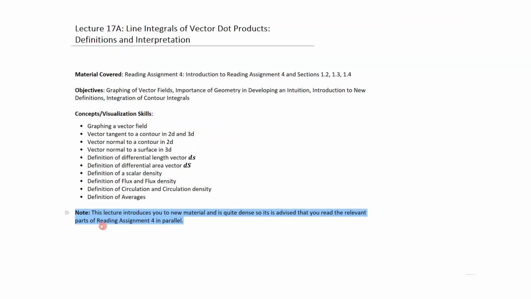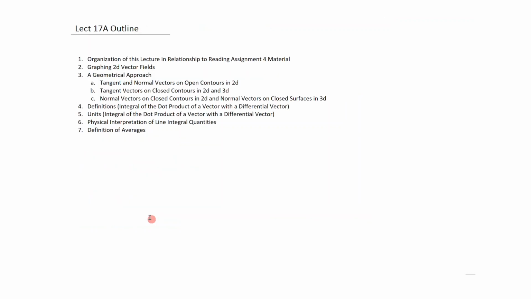So just as a comment here, this lecture introduces you to new material and is quite dense, so it's advised that you read the relevant parts of Reading Assignment 4 in parallel. Now again, the ones that you'll be responsible for are Reading Assignment 4, the shortened version, which means certain material will have been left out. All right, so here's just a brief outline of the contents to follow. We'll just briefly gloss over this as we've done previously.